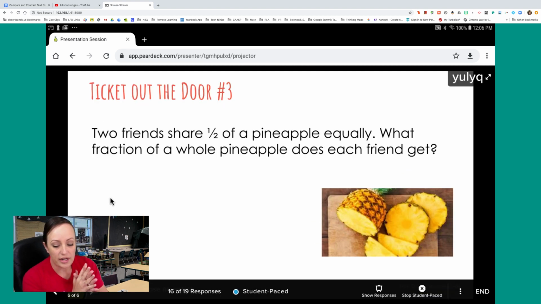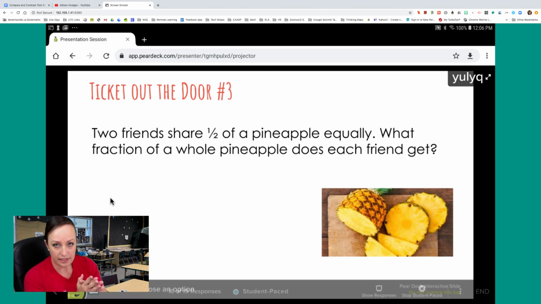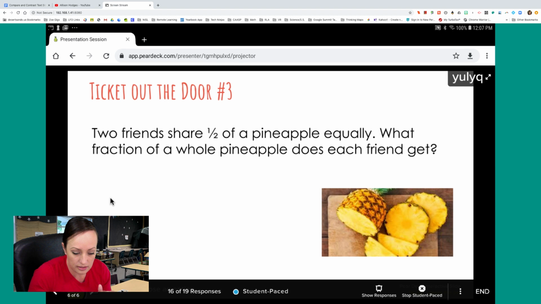2 friends share 1/2 of a pineapple equally. What fraction of a whole pineapple does each friend get? Well, let's take a look at our responses.